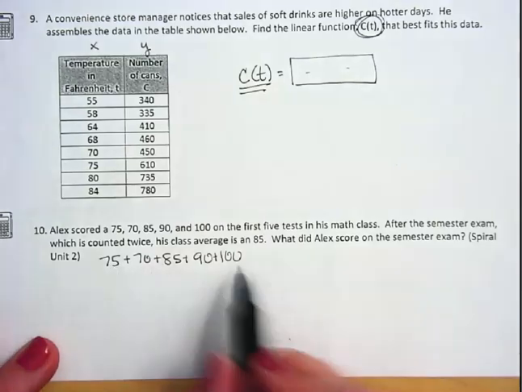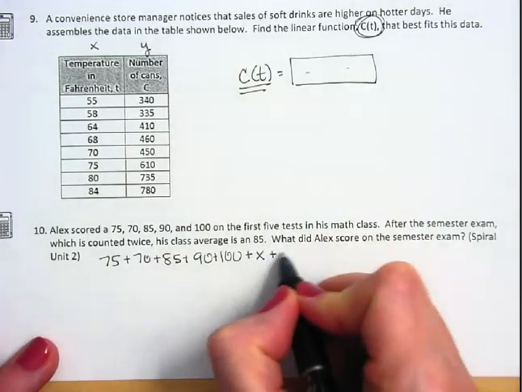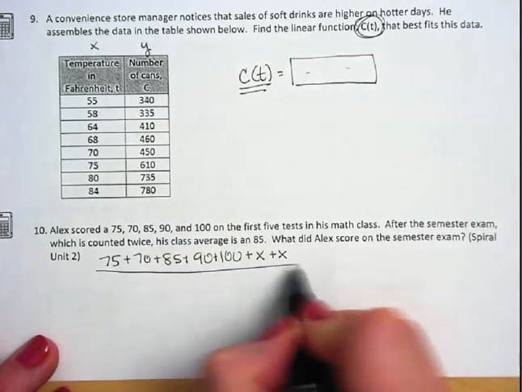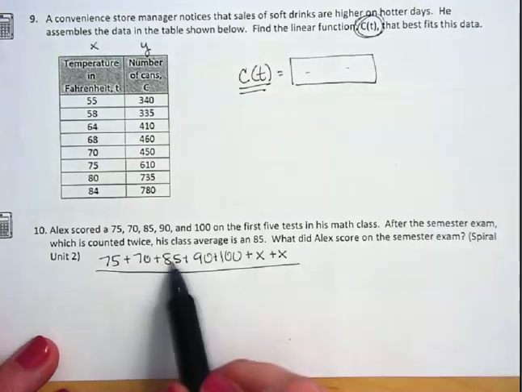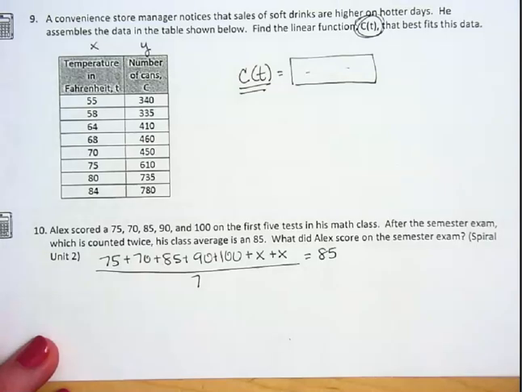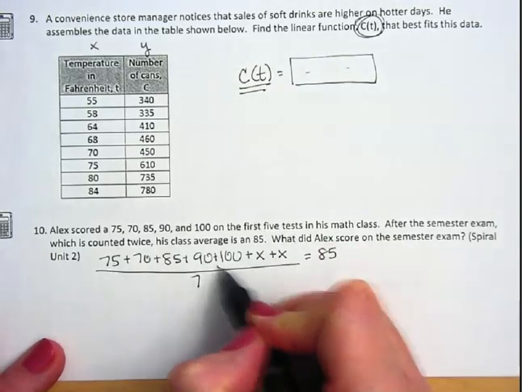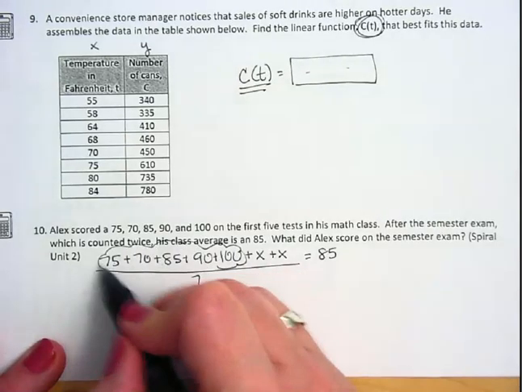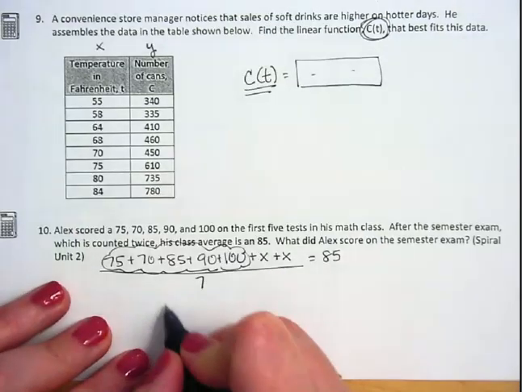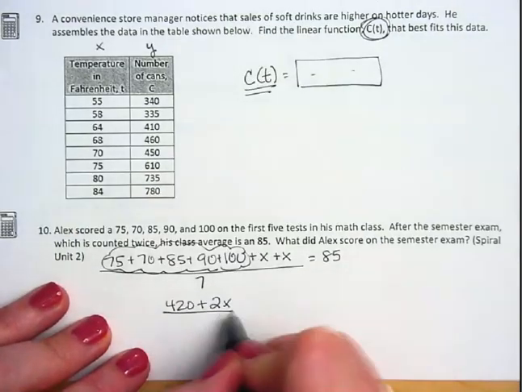These are my known scores, and then I have the semester exam, which I don't know, and it counts 2 times. So I'm going to write it twice. That adds up to 1, 2, 3, 4, 5, 6, 7 grades, which all average 85. So adding these things gives me 420. Adding my x's gives me 2x.